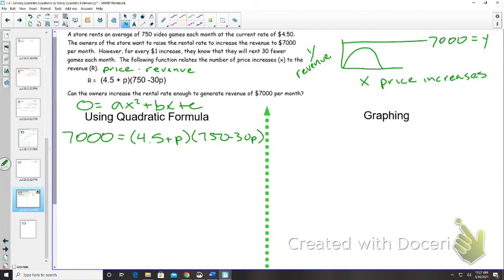But is this in standard form right here? No, it's in factored form, right? So how are we going to turn it from factored form into standard form? We can distribute, we can just multiply these two brackets together. Okay, you guys need to know that. To go from factored form to standard form, just multiply your brackets together.